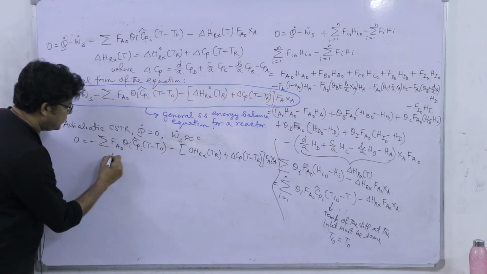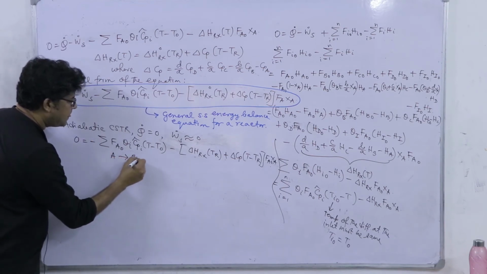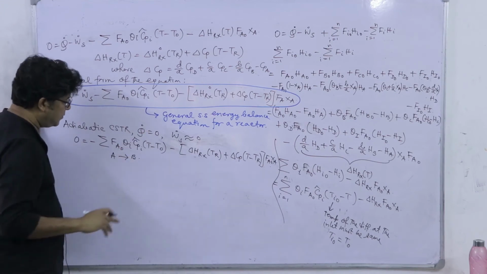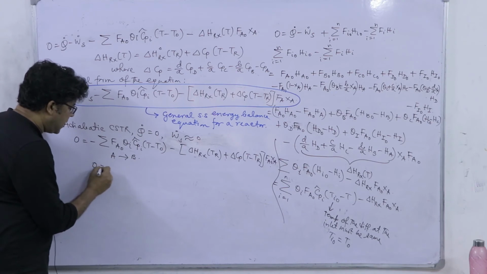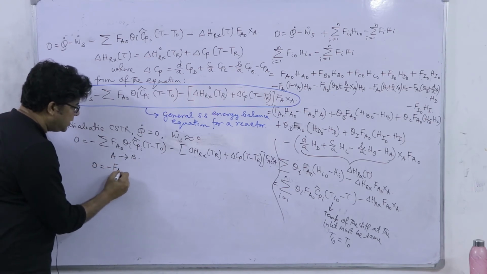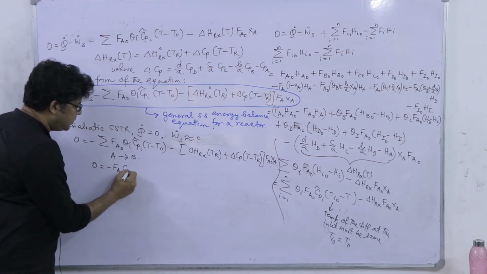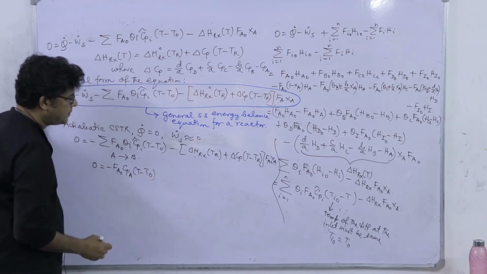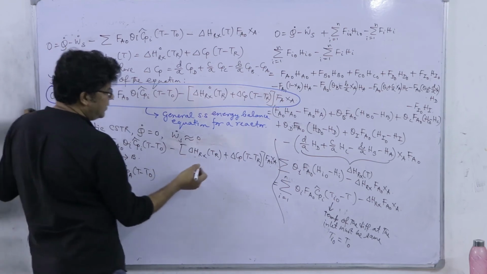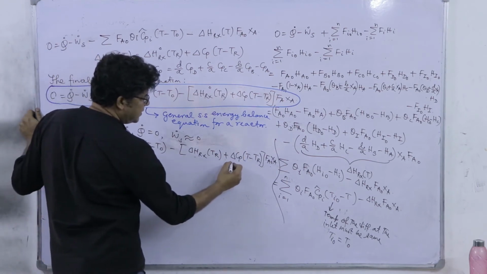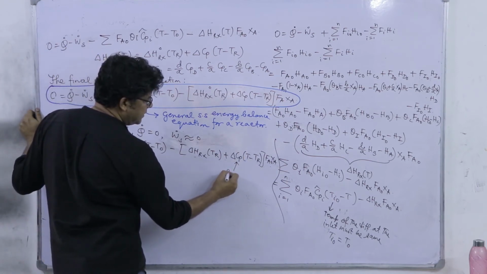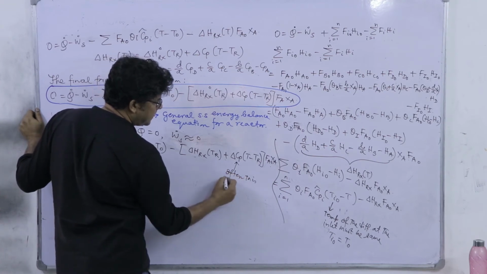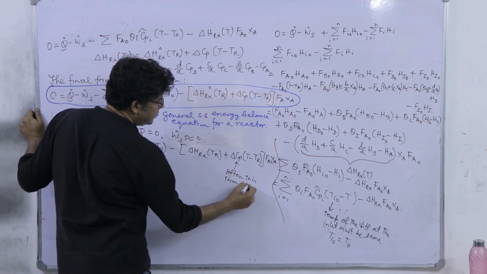And the reaction was A giving B, and there was no B in the inlet stream. So obviously we will have minus Fa naught into Cpa into (T minus T naught). And generally we can set this term, often, as negligible.